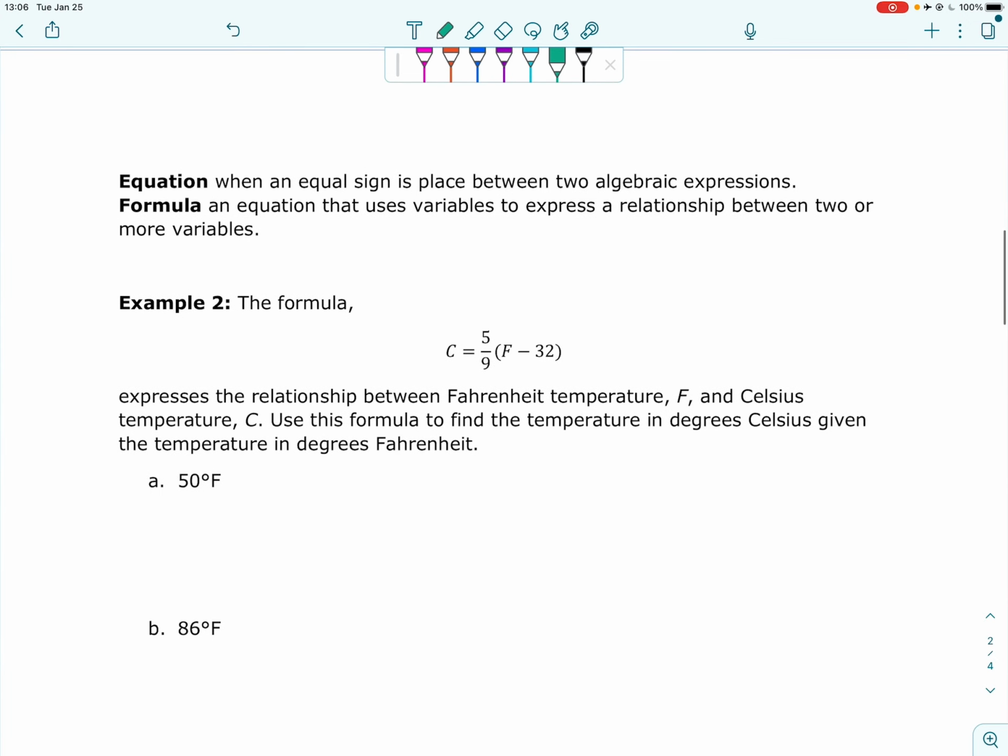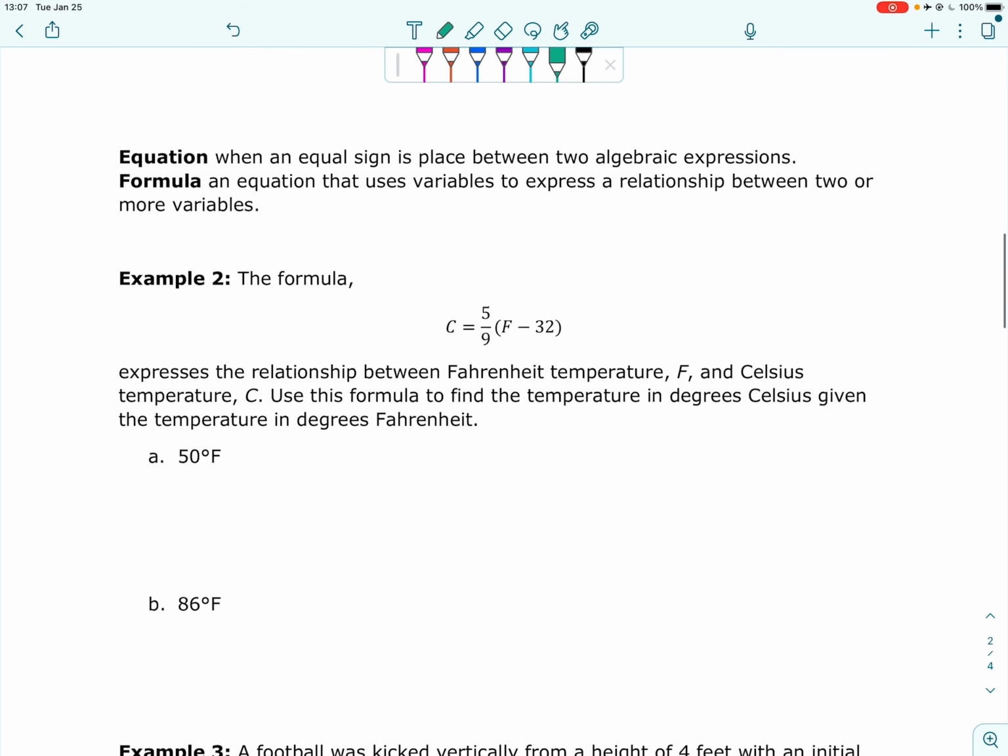So then an equation is when an equal sign is placed between two algebraic expressions. A formula is an equation that uses variables to express a relationship between two or more variables. An example of this is the formula C equals 5 over 9 times (F minus 32). This expresses the relationship between a Fahrenheit temperature F and a Celsius temperature C. We're going to use this formula to find what the temperature in degrees Celsius is given a temperature in degrees Fahrenheit.